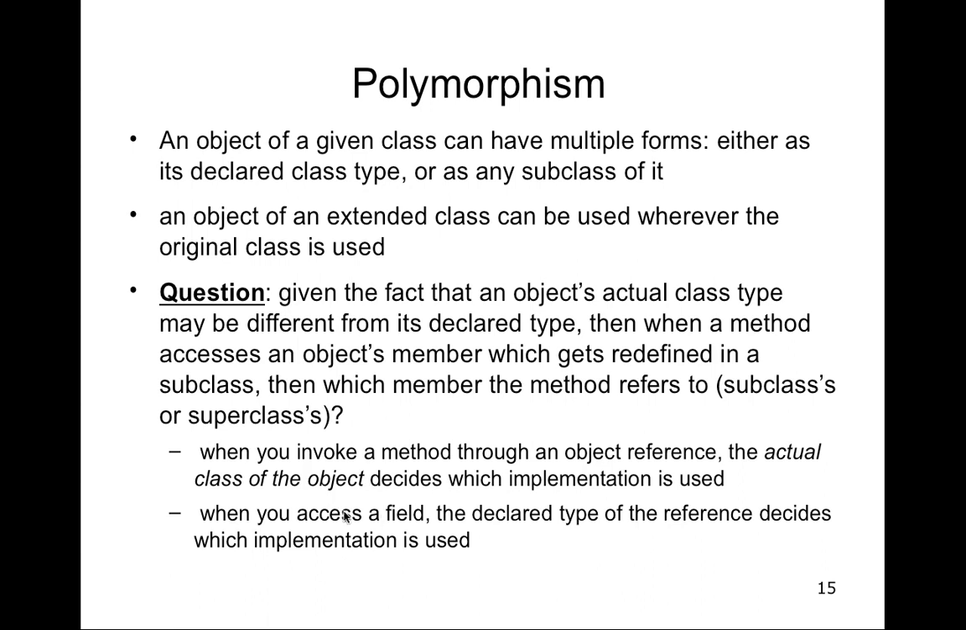And an object of an extended class can be used whenever the original class is used as well, because of that is-a relationship I talked about last time or the time before, where a student is a person if they're both of the same object type. So the question came into play, and we covered this last time as well: when invoking methods of different reference types, the actual class of the object decides which implementation is going to be used, if you have multiple implementations of member functions or data. That was the focus of that question.